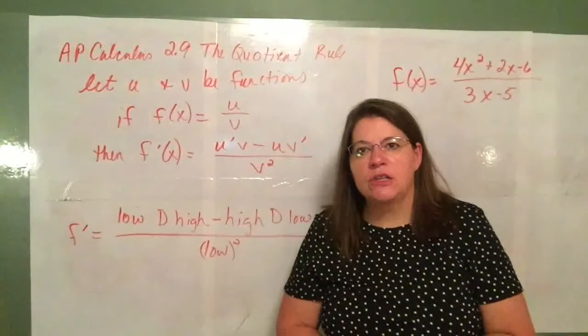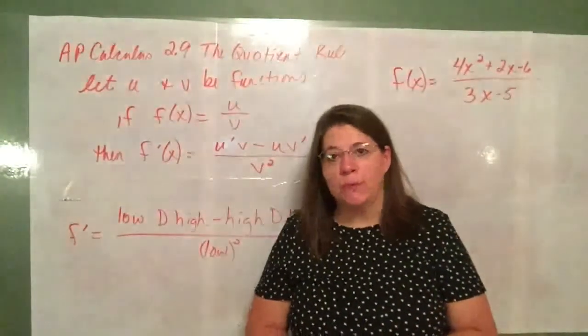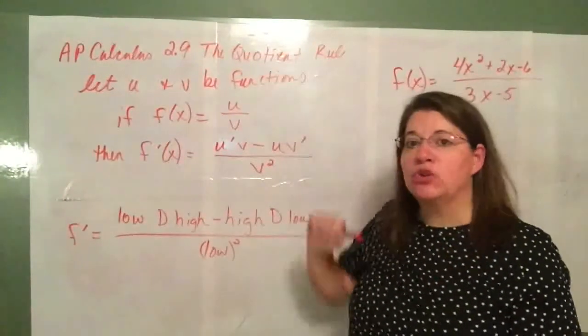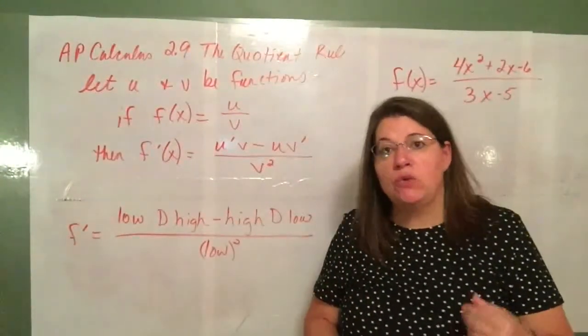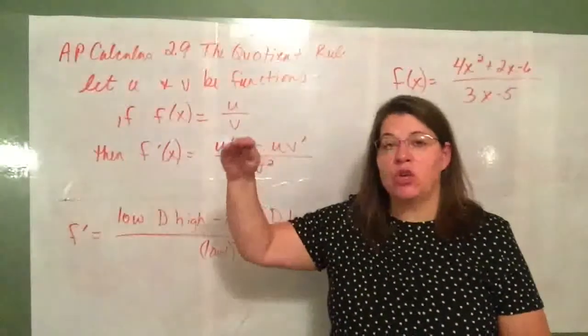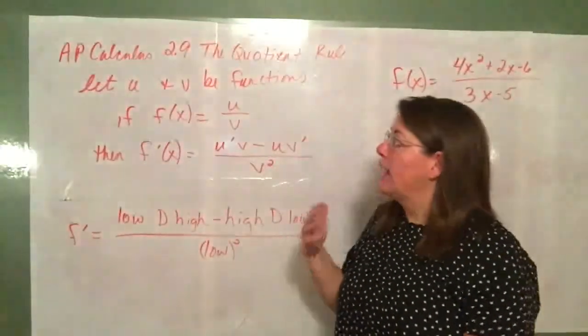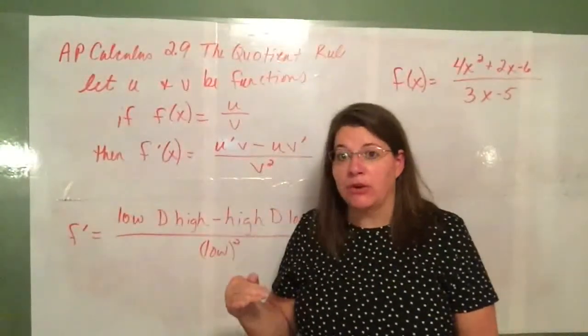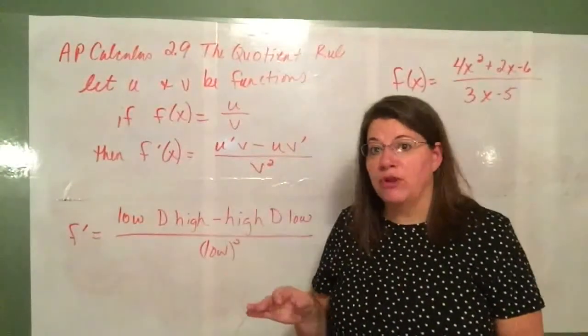This is AP Calculus 2-9, the quotient rule. Today we're going to talk about how to use the quotient rule when you're taking the derivative. So you use the quotient rule in taking derivatives when you have a function over a function. So if your f of x has two functions within it, one over top of the other, this is the method you use to take the derivative.